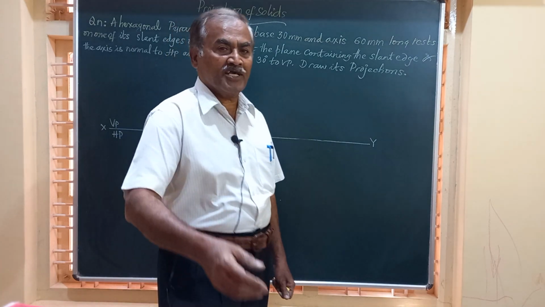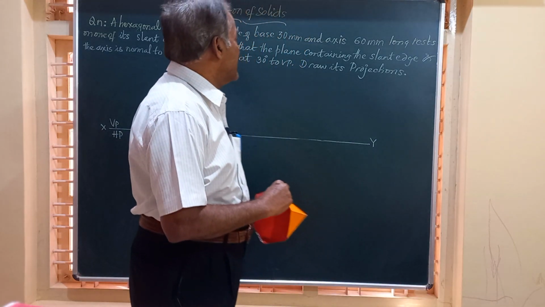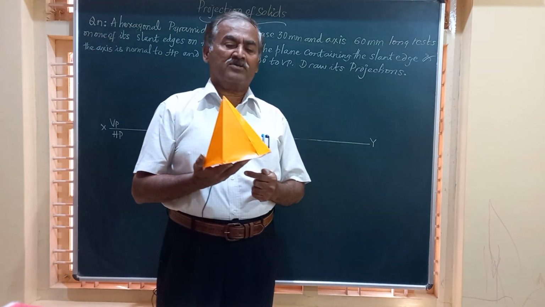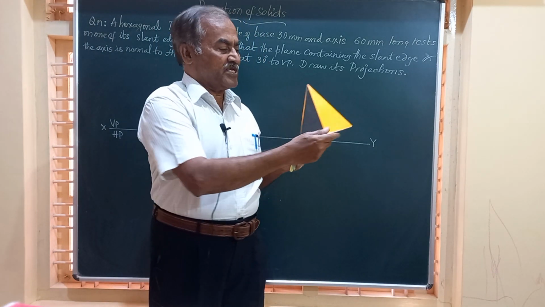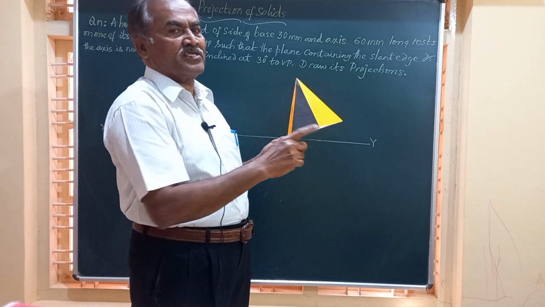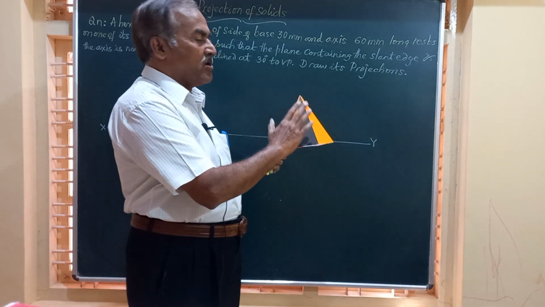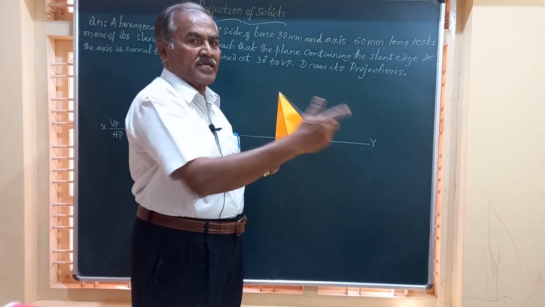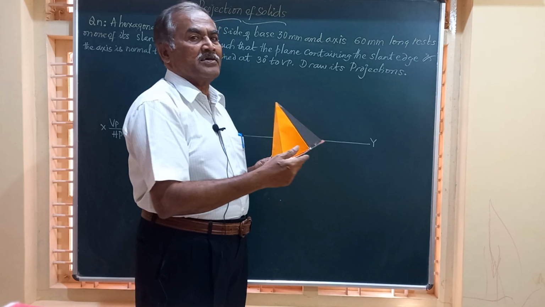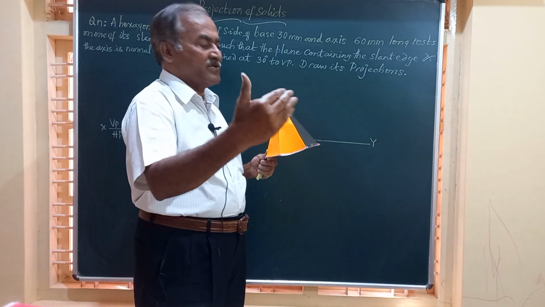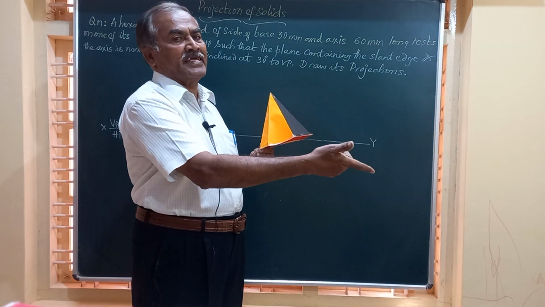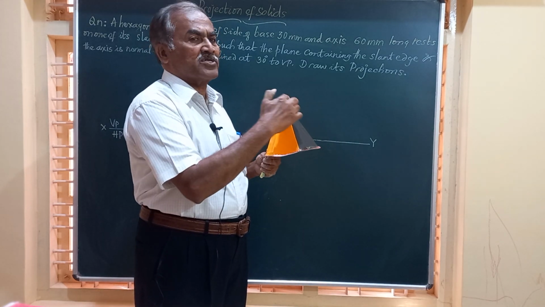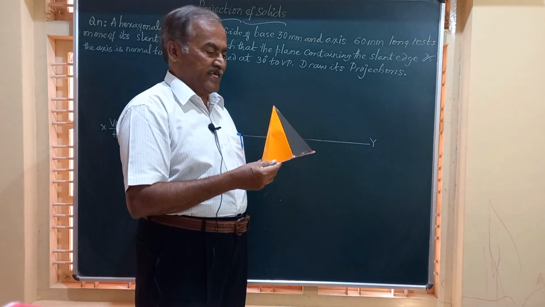So how to place it on HP? In the question it says, it has to rest on one of the slant edges. When they say it has to rest on one of the slant edges, that slant edge of the pyramid should come to the right side of the observer in the front view. That is, in the front view, that corner should be to the right side. And the line joining that corner with the vertex will give you one of the slant edges.